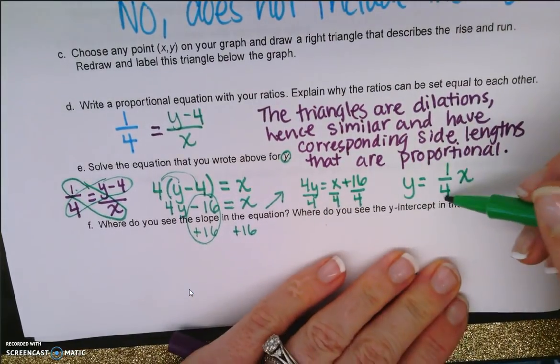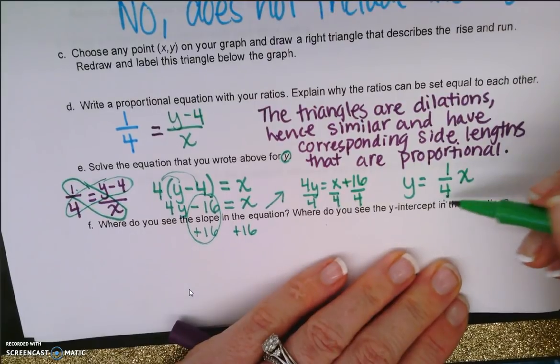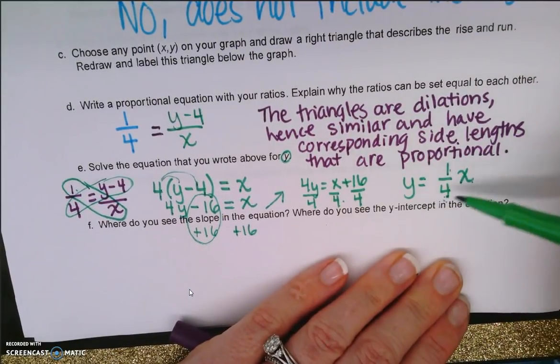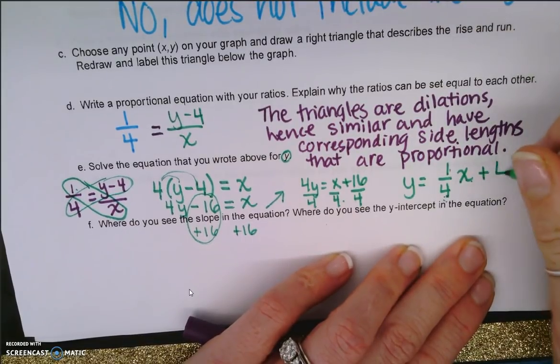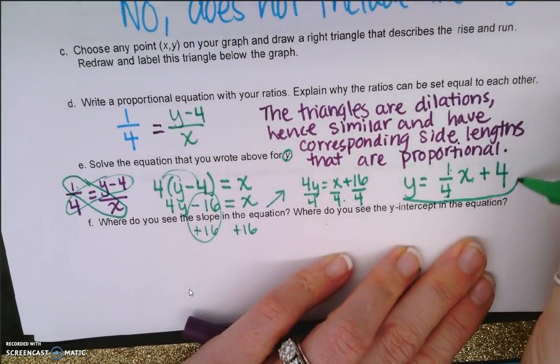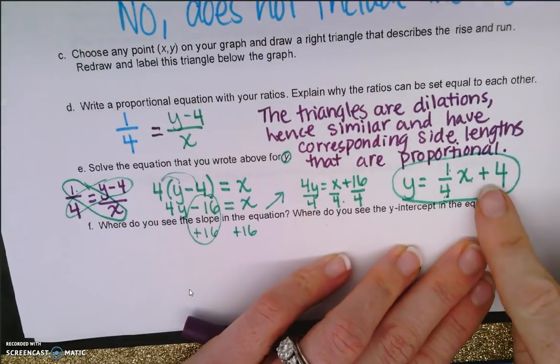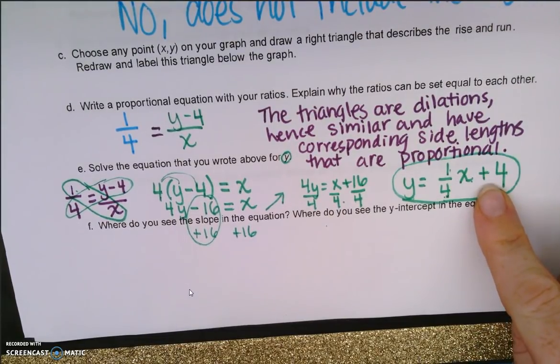And we want to see that m value, or the coefficient of x, so I do need you to write it as 1/4 times x, plus 16 divided by 4, which is 4. This is the equation of our line in slope-intercept form.